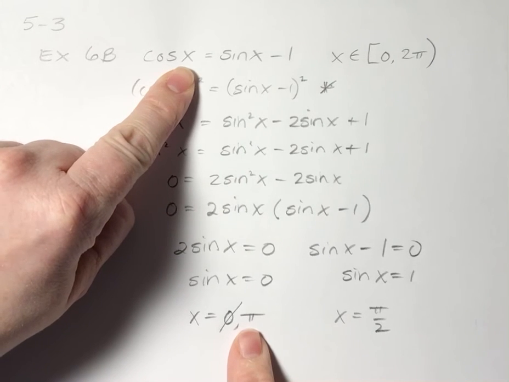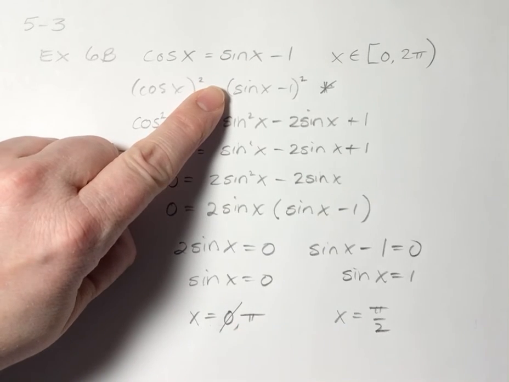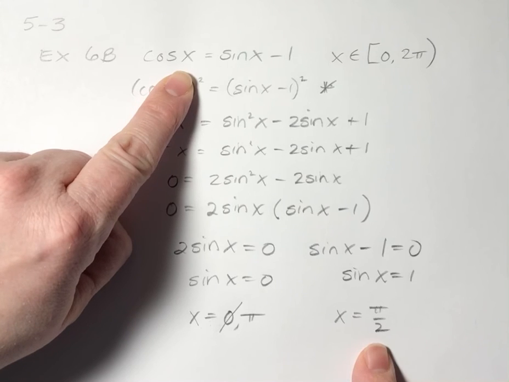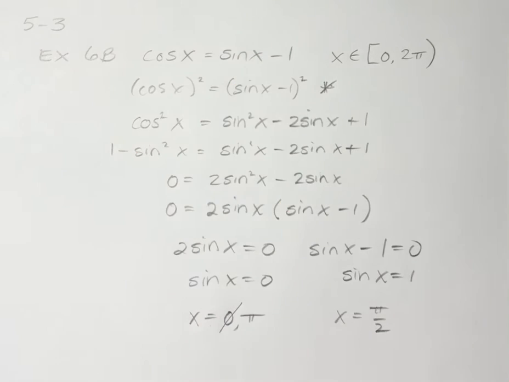Cosine of pi is negative 1, sine of pi is 0, 0 minus 1 is negative 1, pi works. Pi halves, cosine of pi halves is 0, sine of pi halves is 1, 1 minus 1 is 0. Those are your 2 solutions.